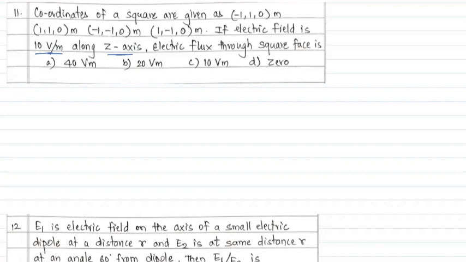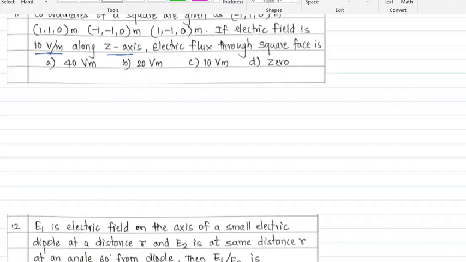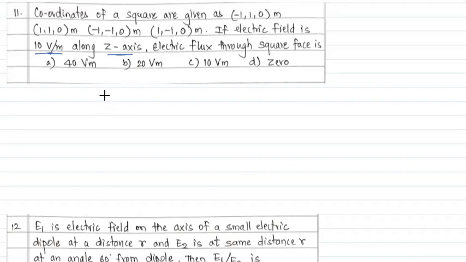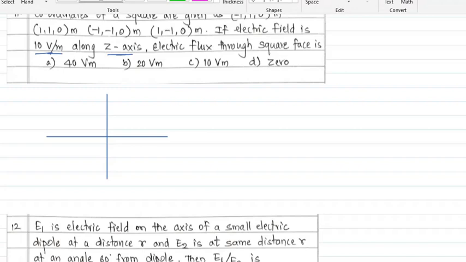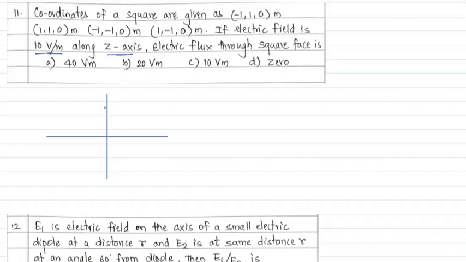Now if you observe the coordinates, the z coordinate is 0. Now I will plot the points. So we can have the square: minus 1, 1, somewhere here; 1, 1 in the first quadrant; minus 1, minus 1 in the third quadrant; and 1, minus 1 in the fourth quadrant. If you join these 4 points, you will have a square.